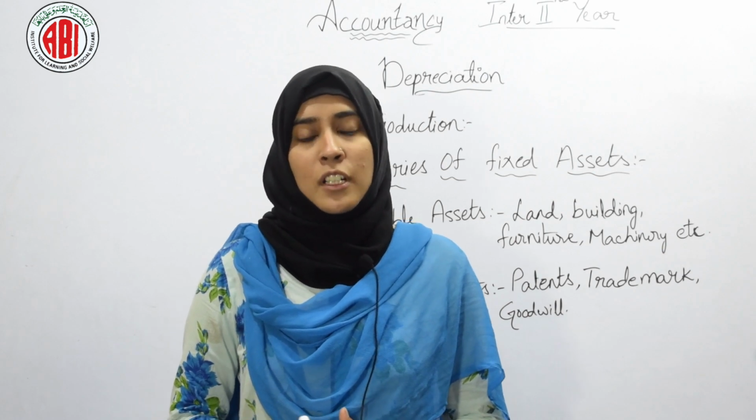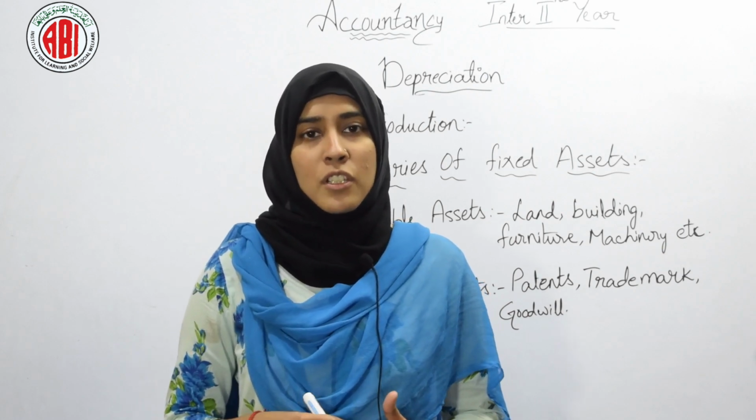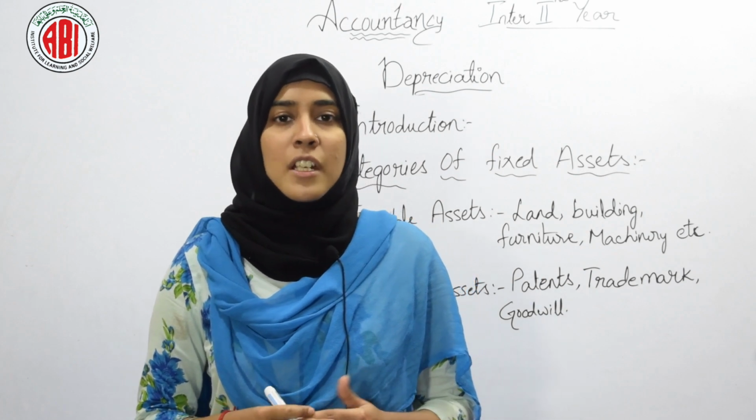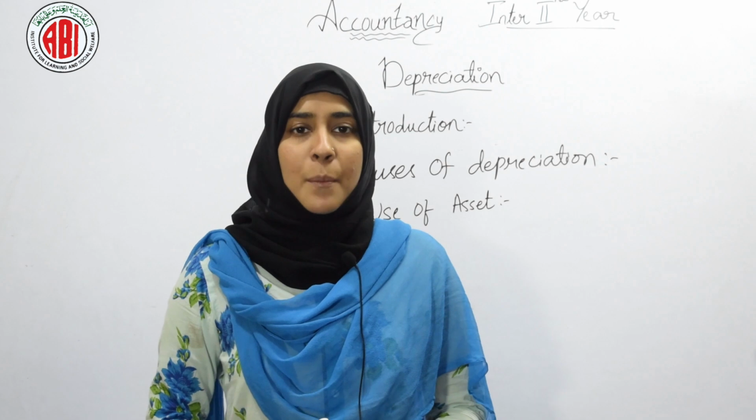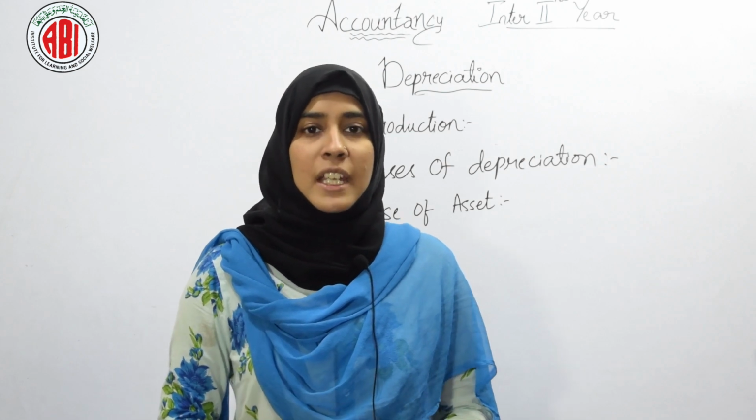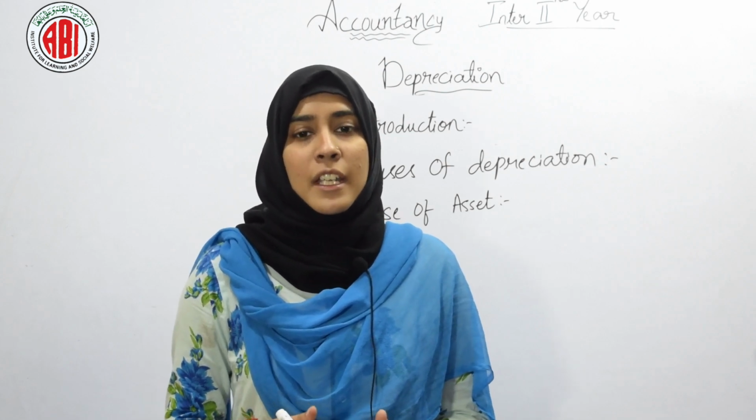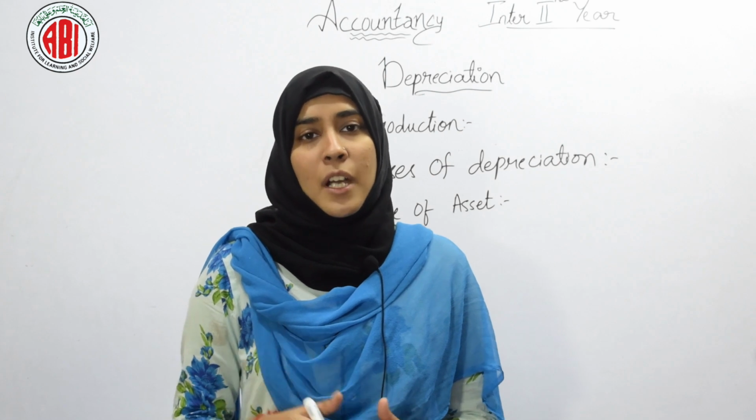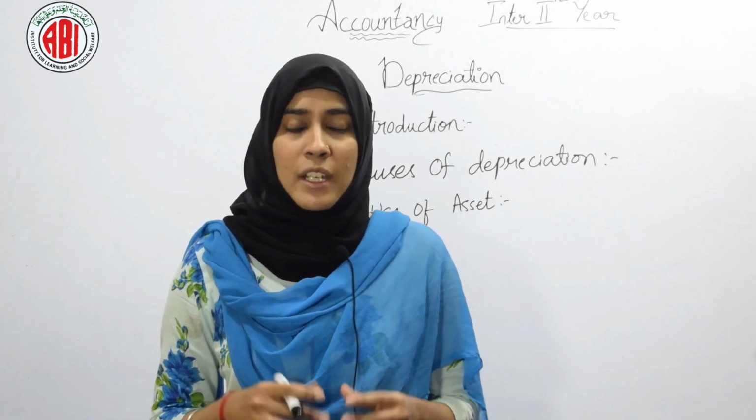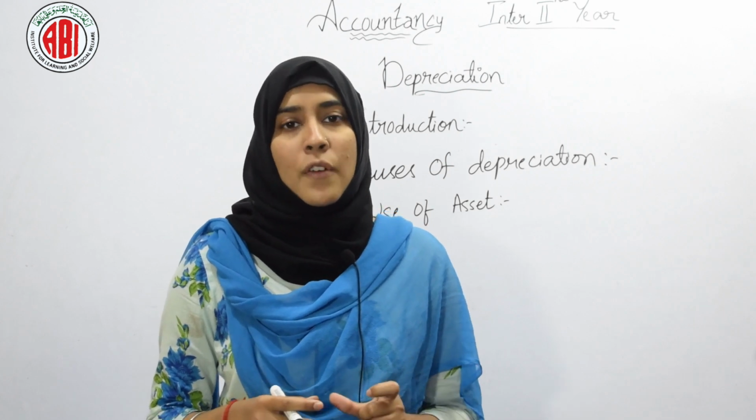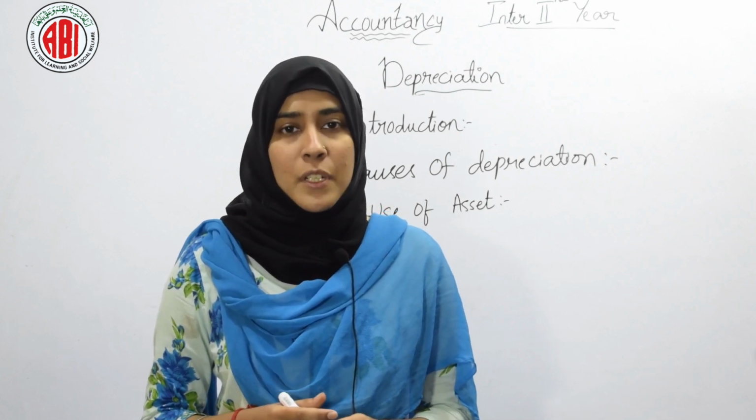Now let's see what are the causes of depreciation. The causes of depreciation are classified into 4 types. They are use of assets. For example, we are having clothes and we are wearing them again and again or daily. So what will happen? They will become old due to the overuse of those clothes. So in short we can say that the value of those clothes has been depreciated.